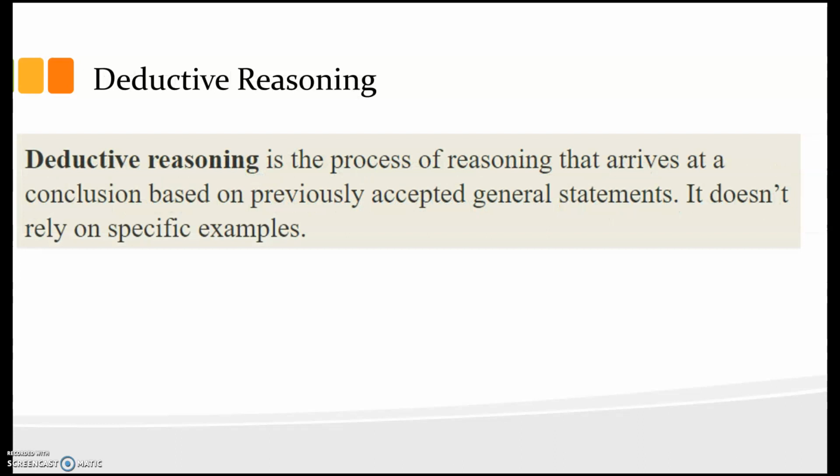Deductive reasoning is the process of reasoning that arrives at a conclusion based on previously accepted general statements. It doesn't rely on specific examples. Unlike my previous example with apples, where those were very specific examples, this is the opposite of that. I'm using reasoning that I know for sure to make general statements on other things that have already been concluded.